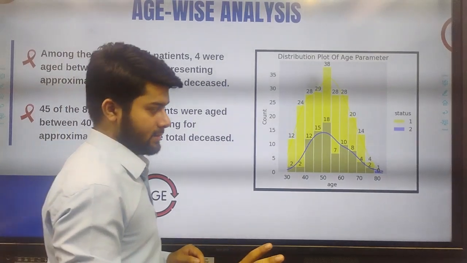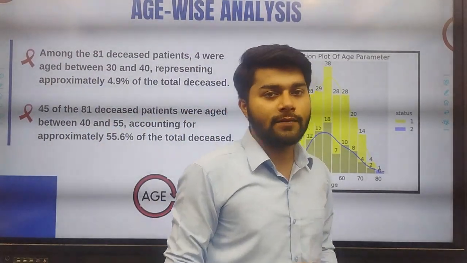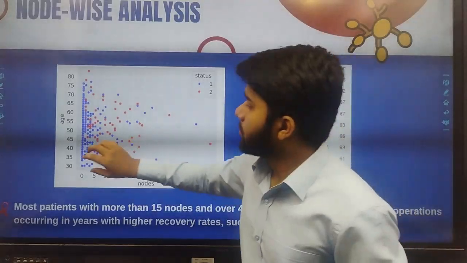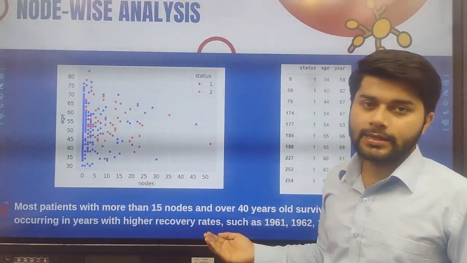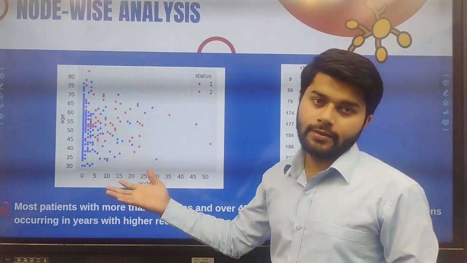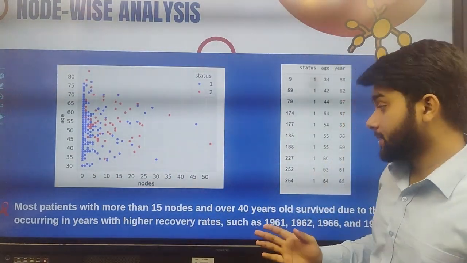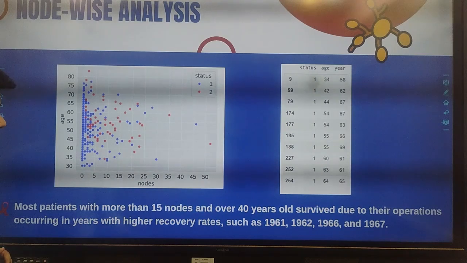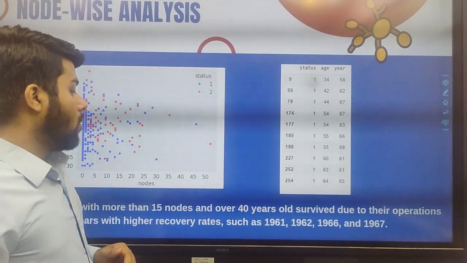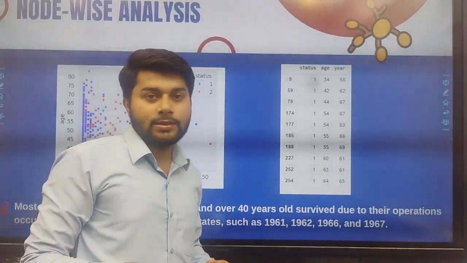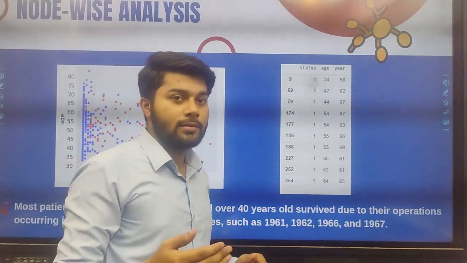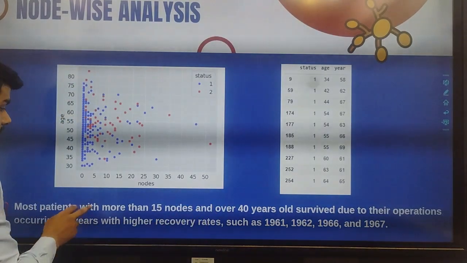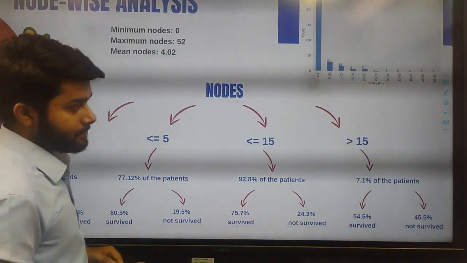So what's the reason? For that reason I have considered this scatter plot. You can see that from 40 to 55, when the nodes are higher, the patient didn't survive. Another thing I am considering here is that most patients with more than 15 nodes, and the age of the patient 40 or over, survived, because I want to show one thing from the previous slide.